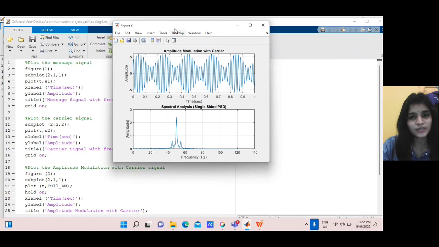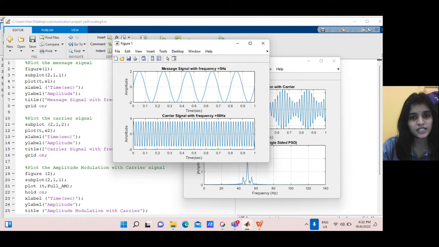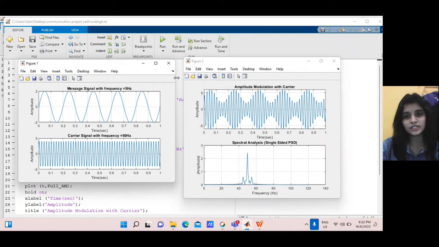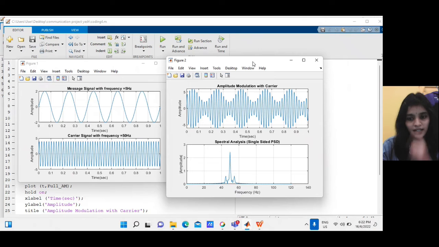So we can see here the frequency is changing. Just now it was 6 Hz, right? We set 6 Hz for the message signal. Now it becomes 5 Hz. The carrier signal is 50 Hz. This one the amplitude will be 2 volts, and this one the amplitude will be 4 volts. Okay, so this is the amplitude modulation we can use.